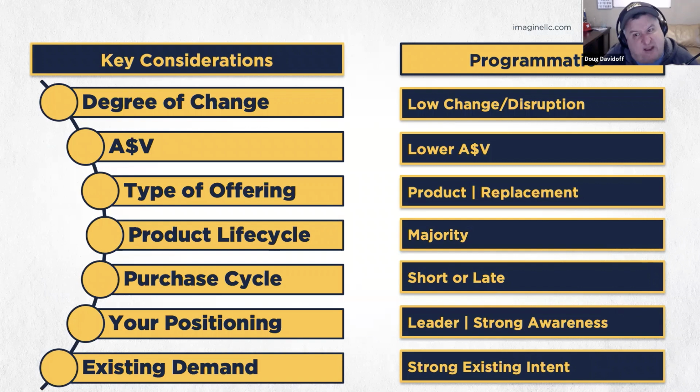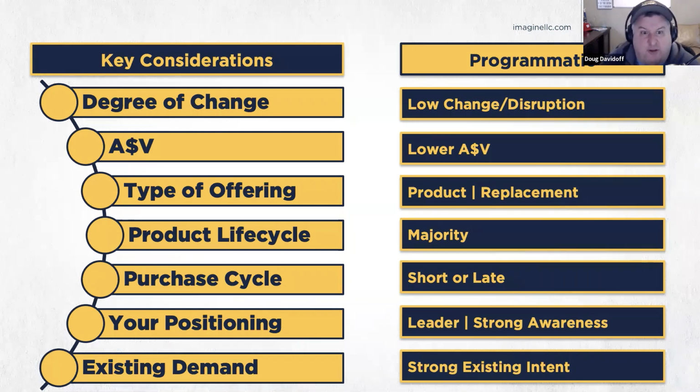Now here's how to figure out what the right game is for you, right? The programmatic model is best if you're looking at low change and not a lot of disruption, lower average sale value, right? So it's not as high consideration. Like if something's very expensive, it's going to typically lengthen the sales cycle and programmatic becomes less effective.